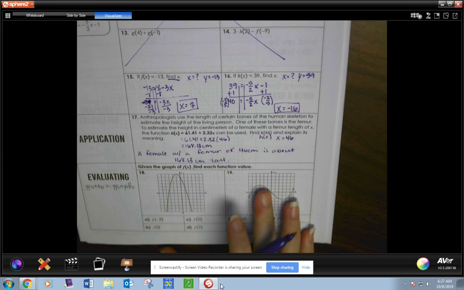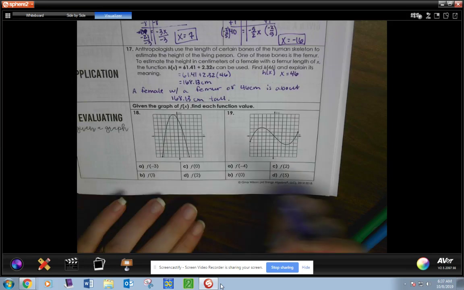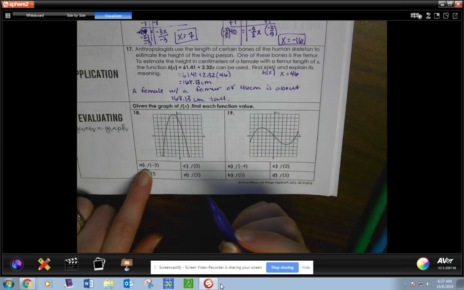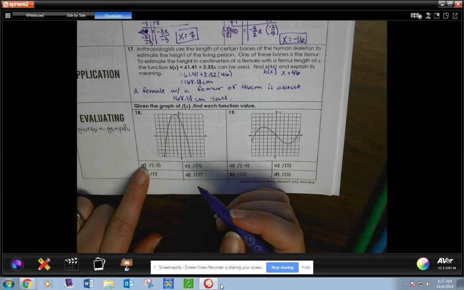Okay, so now for the next part. This is way easier than what you think it is. I'm going to probably use different colors so that way you can see my answers differently. Okay, so given the graph of f of x, find each value. A says f of negative 3.